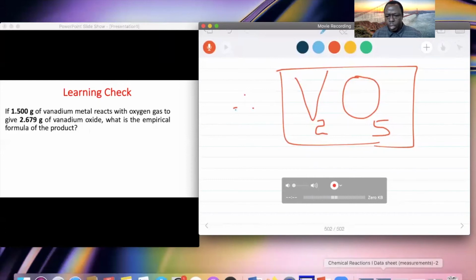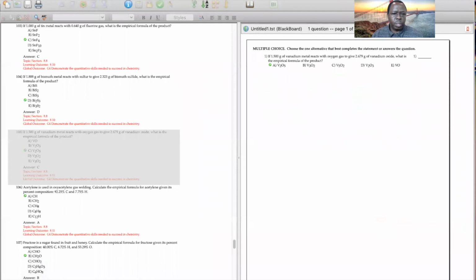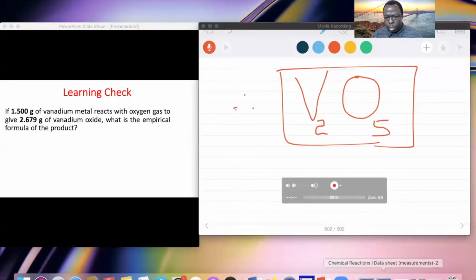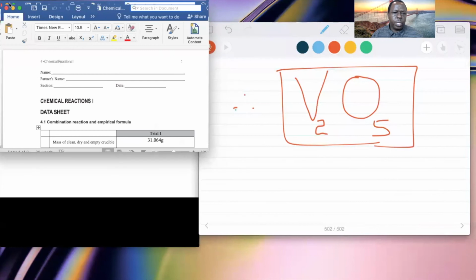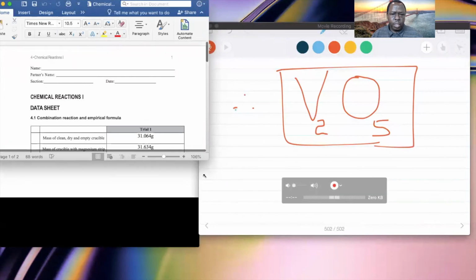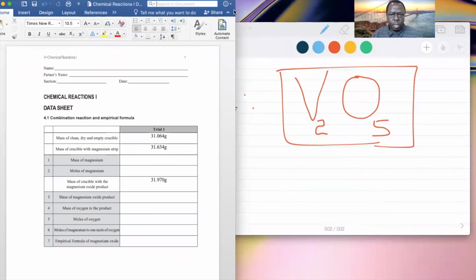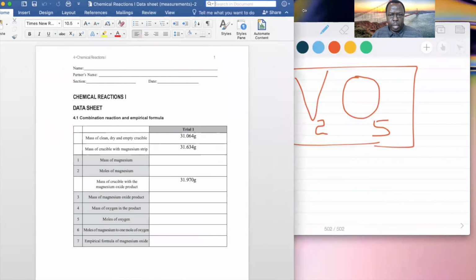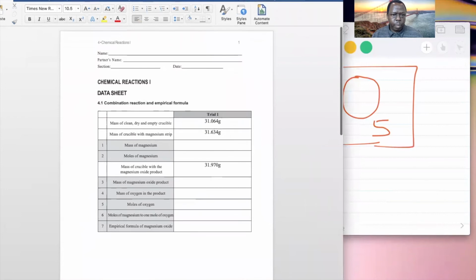So let's see, where is my data sheet? Yeah, this is it. This is what I was talking about in terms of data sheet. I will enlarge this so that you see the whole page. This is the data sheet for experiment number 4. It is available online.